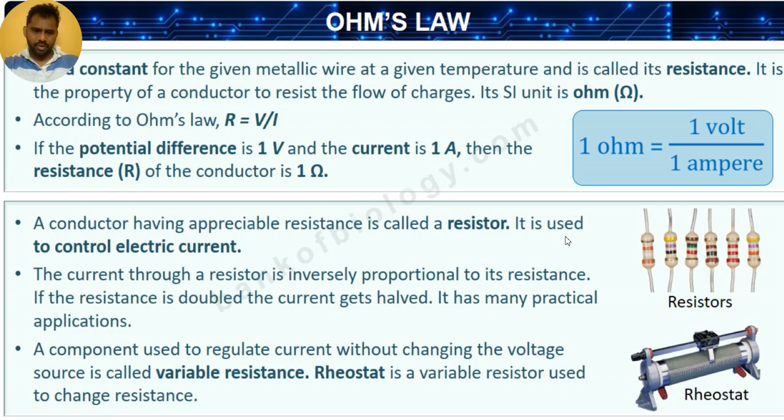Okay. So now there is another component such as a rheostat. What is a rheostat? A component used to regulate current without changing the voltage source is called the variable resistance. So a rheostat is a variable resistor used to change the resistance.